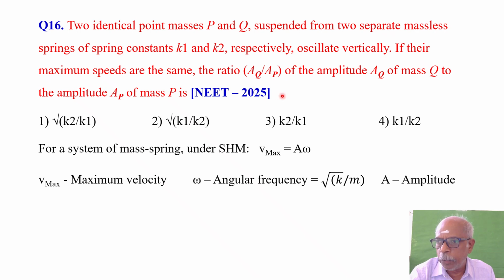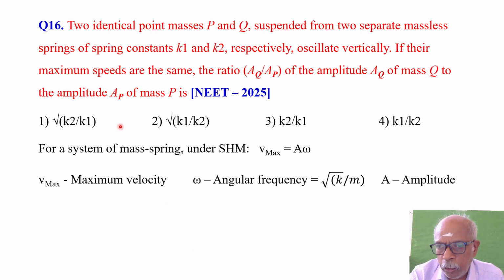What is this AQ and AP, sir? It is the amplitude AQ of mass Q to the amplitude AP of mass P. So AQ is the amplitude of mass Q and AP is the amplitude of mass P.